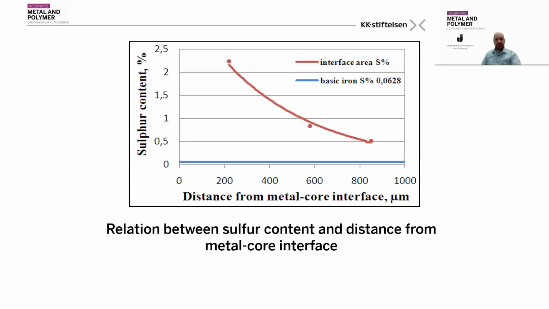And this means that we have discovered that the sulfur content will decrease depending on the distance from the metal core interface. And this is the relation between the sulfur content and the metal core interface distance. So the sulfur content is slightly decreasing at a certain point. Next, please.